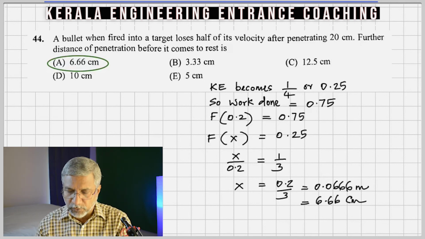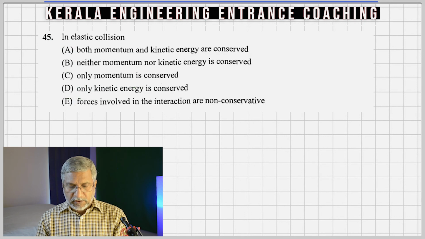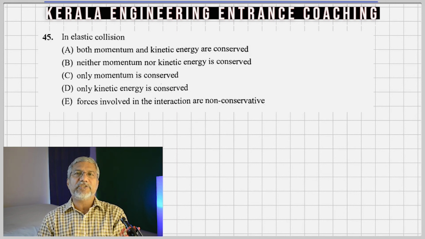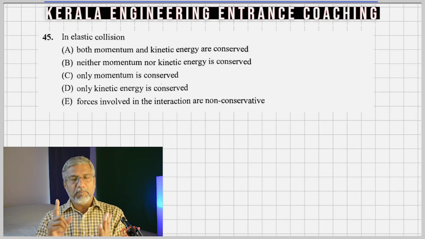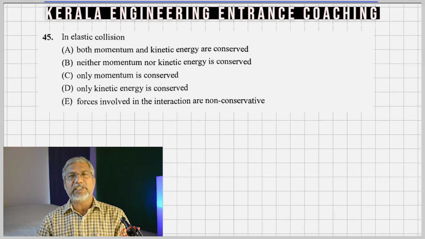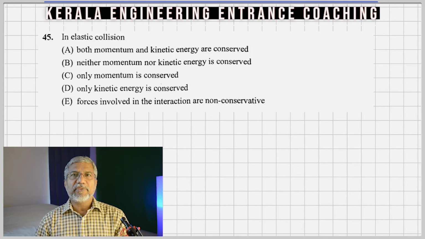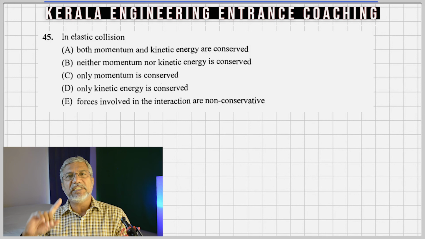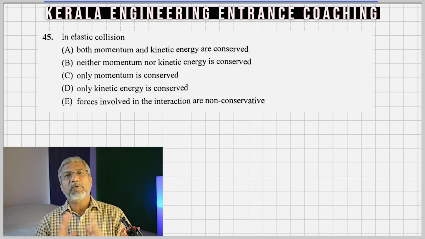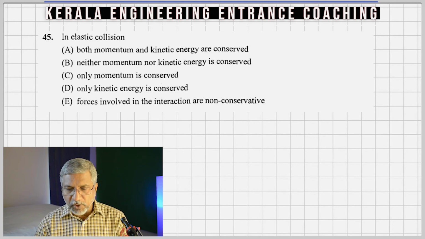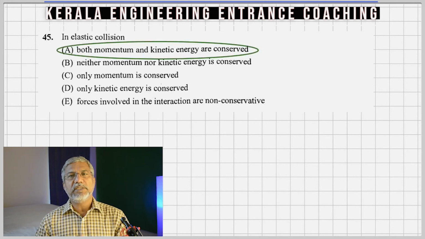Shall we do one more? Okay. This is a direct question on elastic collision, without even looking at the choices. What is an elastic collision? It is one in which both momentum and kinetic energy are conserved. What is an inelastic collision? Where momentum is conserved, but kinetic energy is not conserved. So just remember, momentum is always conserved in a collision. If it's elastic, both are conserved. So the first one is the answer.